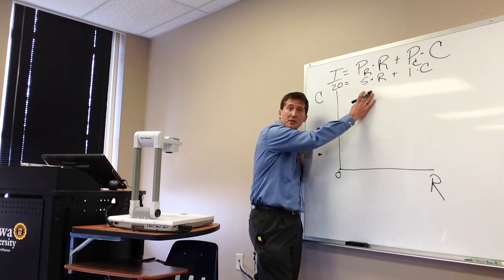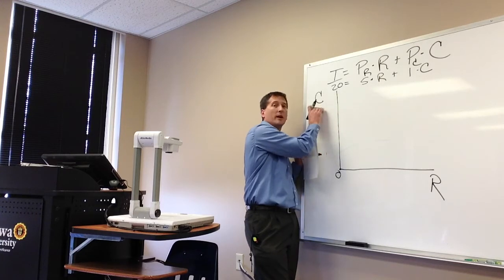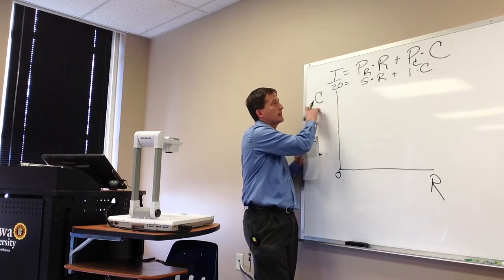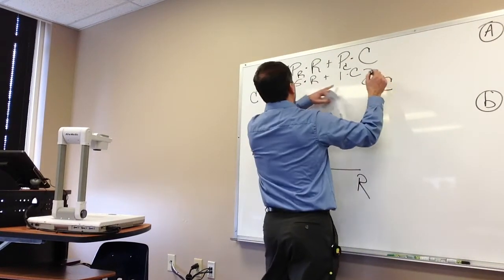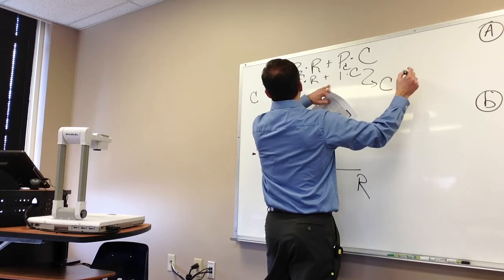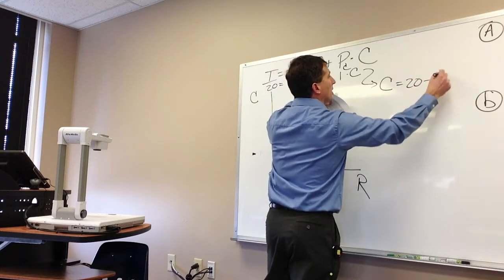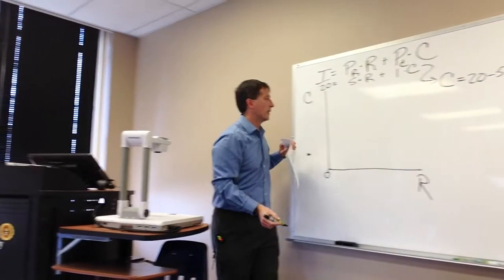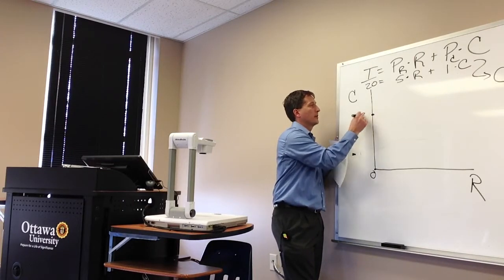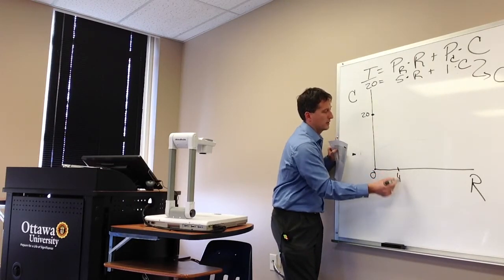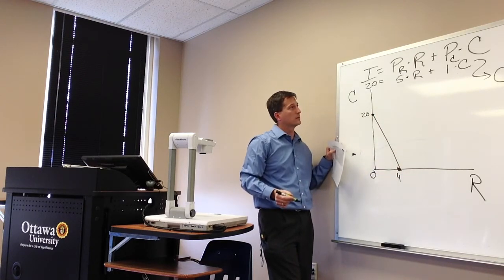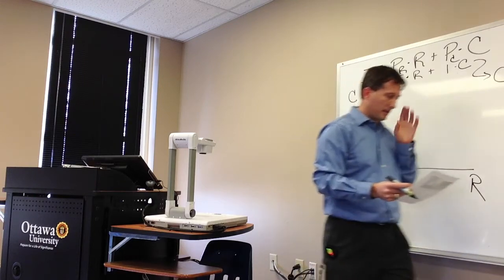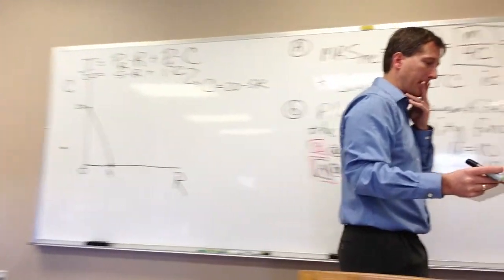You could convert this to slope-intercept form, right? In slope-intercept form, whatever's on the vertical axis, you need to throw over to the left-hand side. So if we solve this equation for C and put it into slope-intercept form, we have C equals 20 minus 5R. And then we'd see that the vertical intercept is 20, horizontal is 4, everything in between. So nothing tricky there. Anybody have any questions?